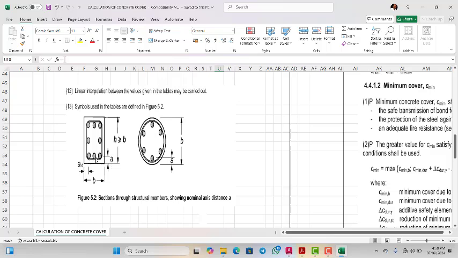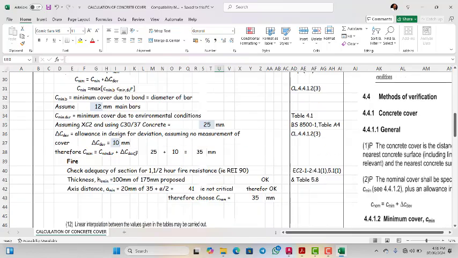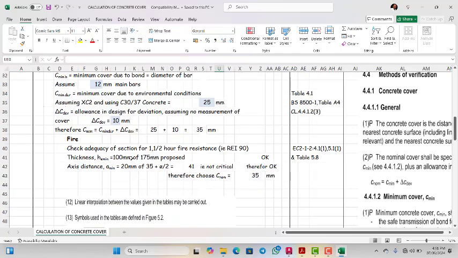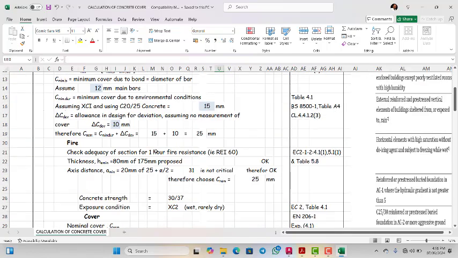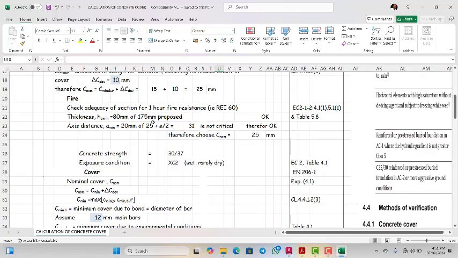This is how we calculate the axis distance. Now, the axis distance is actually from the center of the diameter of the reinforcement. So the code has already made provision and given us this axis distance. What we just need to do is put in the diameter of the reinforcement. In our case, our diameter is 12.